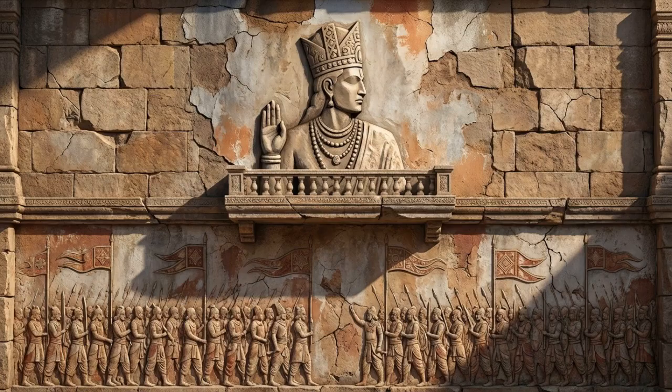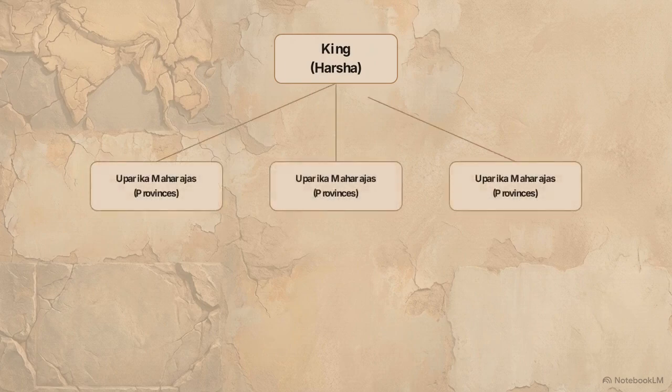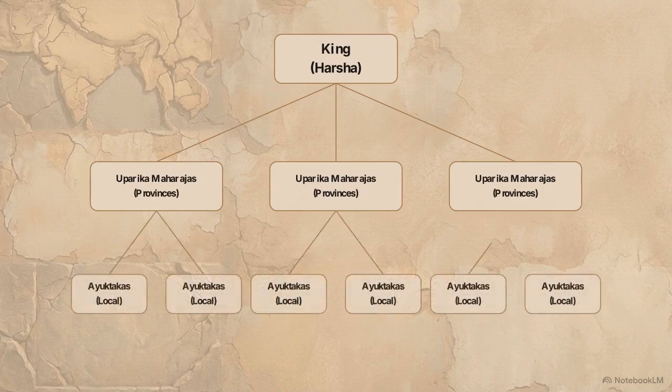In the 7th century, a ruler named Harsha attempted to stitch northern India back together, operating from the new strategic capital of Kannauj. Harsha achieved significant military success, but his administrative blueprint was entirely different from Magadha's. His government relied on layers of outsourced hierarchy, moving from the king down to provincial heads known as Uparika Maharajas, and further down to local Ayuktakas. In a centralized system, taxes and loyalty flow straight to the top. But under Harsha, revenue and manpower often bottlenecked at these middle provincial layers.